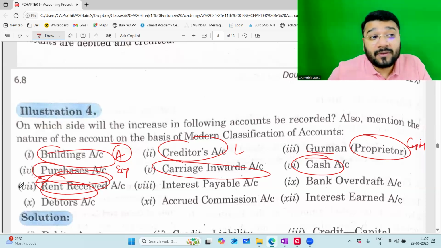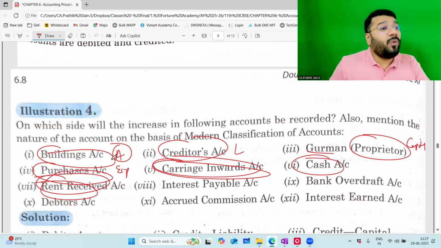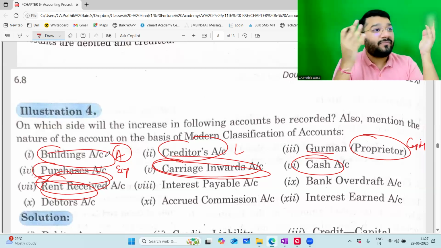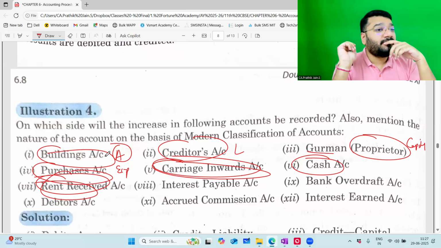Sorry, carriage will go to expenses only. Carriage inward and outward both will come as expense. See, forget inward outward. Carriage means what? Transportation. Correct. When did I say no? When did I say sales is expense?